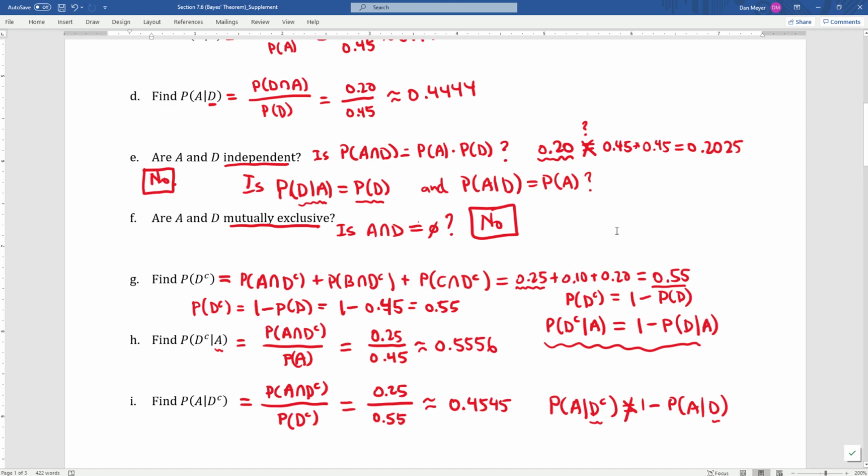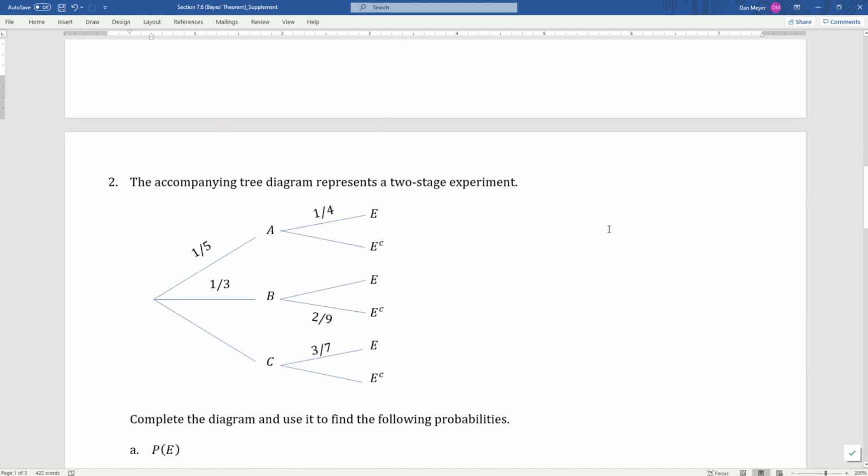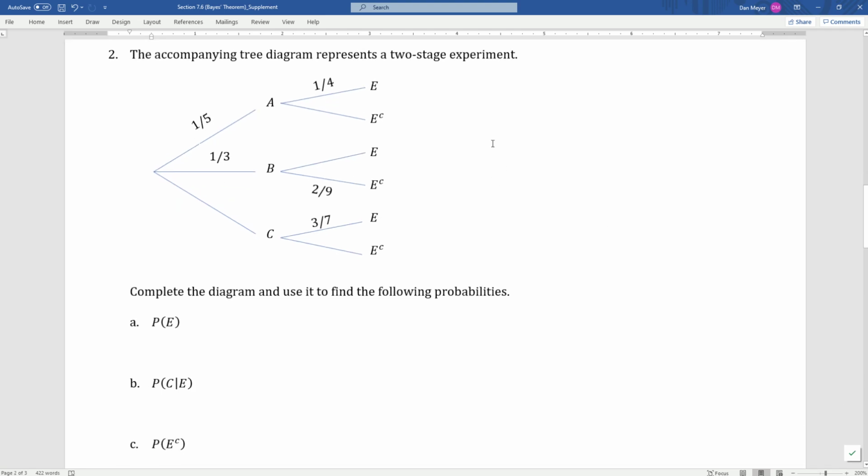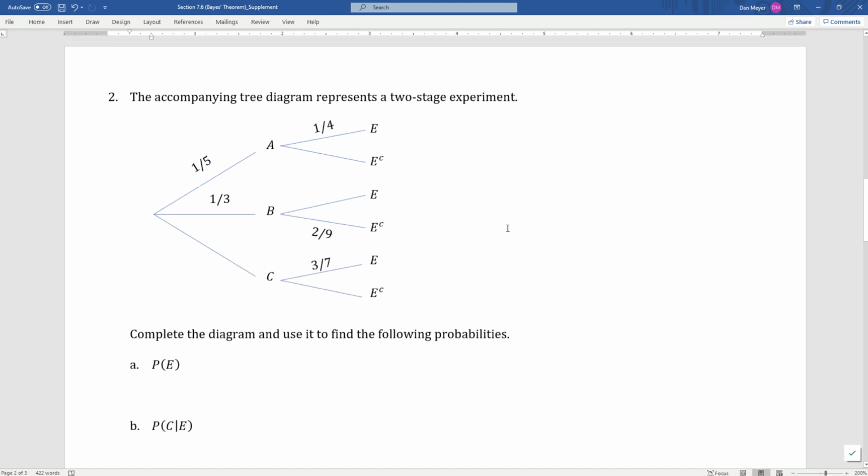All right, that'll do it for problem number 1. Moving on to problem number 2. We have a tree diagram for a 2-stage experiment where there's 3 things that can happen in the first stage and 2 things that can happen in the second stage. We want to complete this diagram. So remember, in the first stage, all the probabilities had to add up to 1. So whatever this unknown probability is, right here, that's actually the probability of C. It's going to be 1 minus 1/5 minus 1/3.